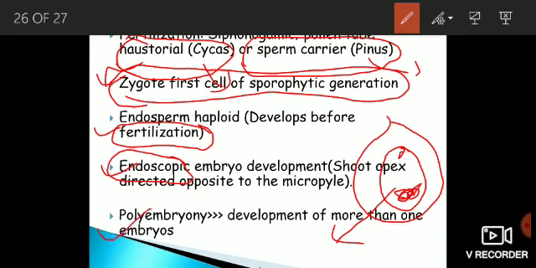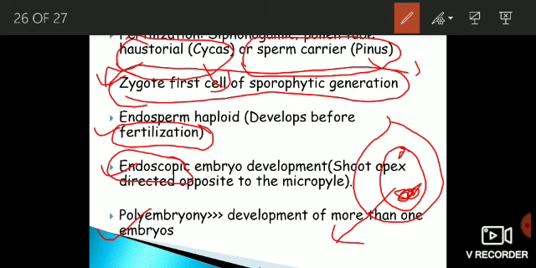And an important feature of gymnosperms is polyembryony. In a number of gymnosperm species, more than one embryo has been reported within the same ovule, and this process of formation of more than one embryo is known as polyembryony. Polyembryony may arise either due to fertilization of more than one egg within the same ovule, or it can occur as a result of cleavage of the embryo. Okay, polyembryony can happen in two ways.